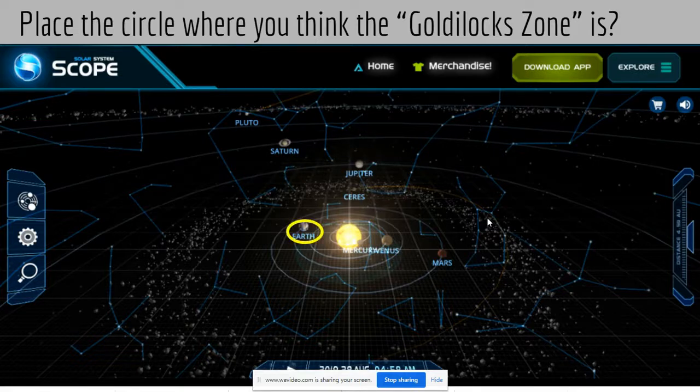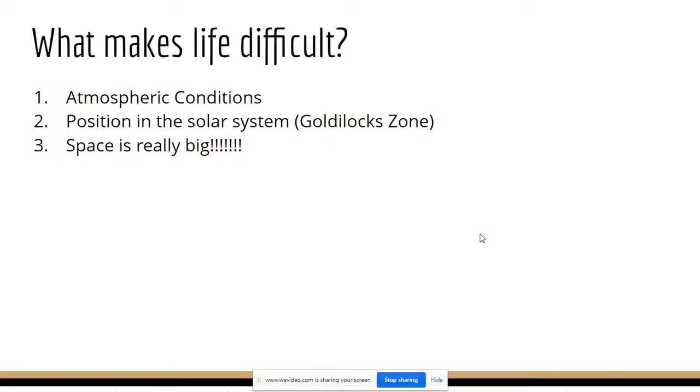It's actually quite small. The Goldilocks zone, there is not much of a space for it to go. Now, the third reason that makes life so difficult is space is really big. You guys found that out when you did your astronomical units model.